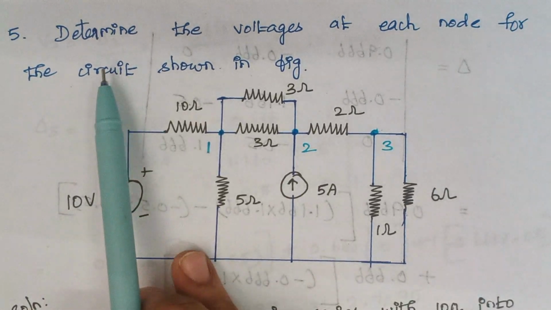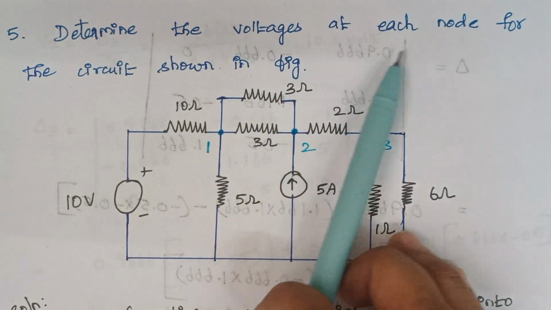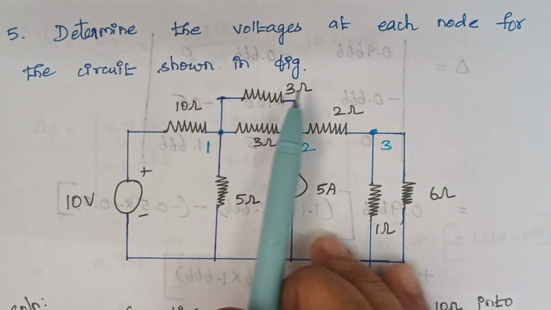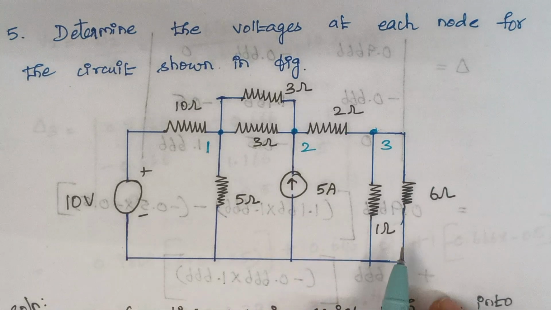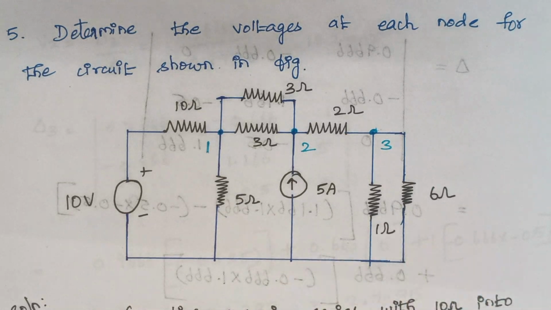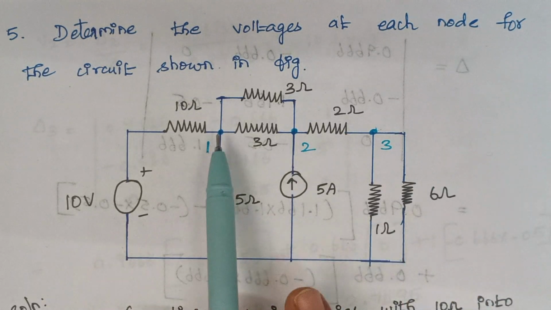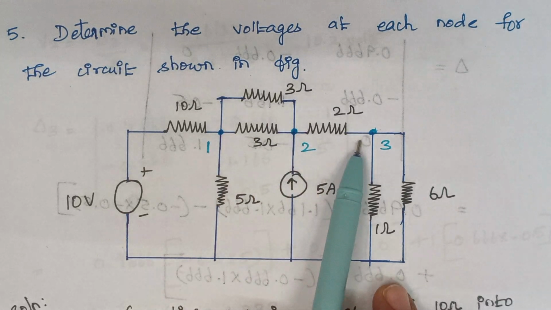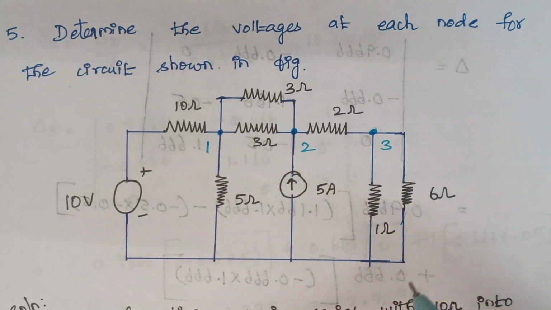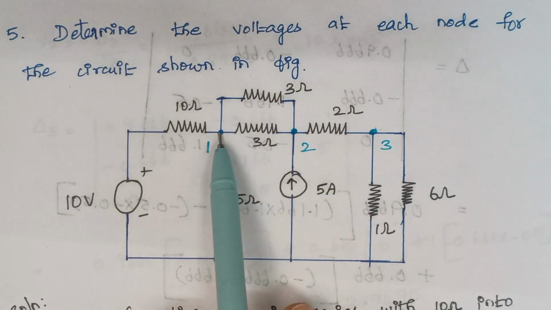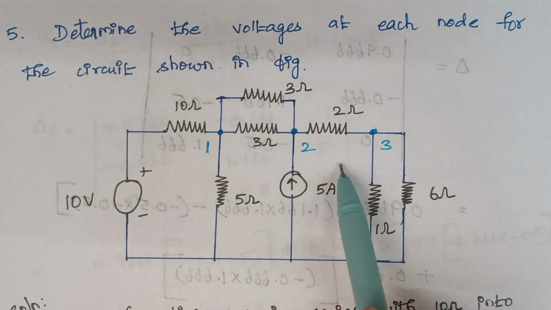So here the problem is: determine the voltages at each node for the circuit shown in the figure. This is your given circuit diagram, right? And in this circuit diagram, you see it has three different nodes, right? So the main aim of us is to find the voltages at each node here, right?